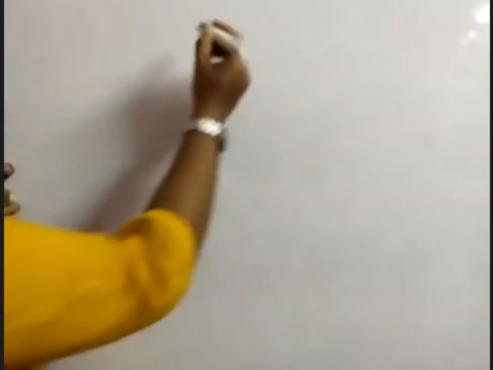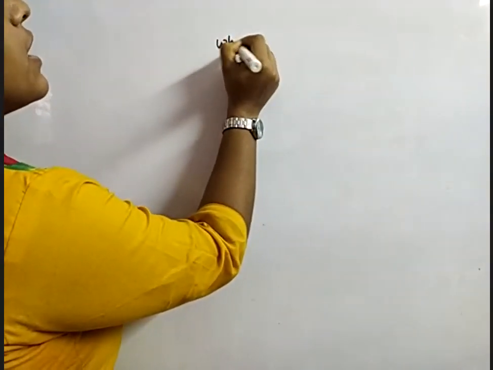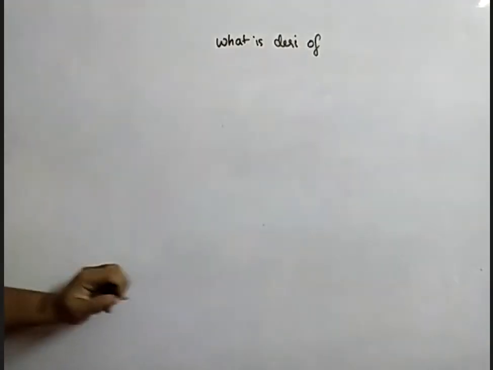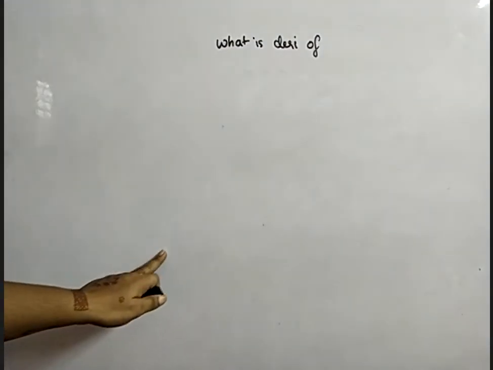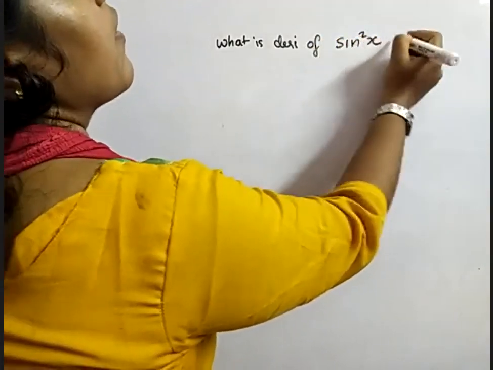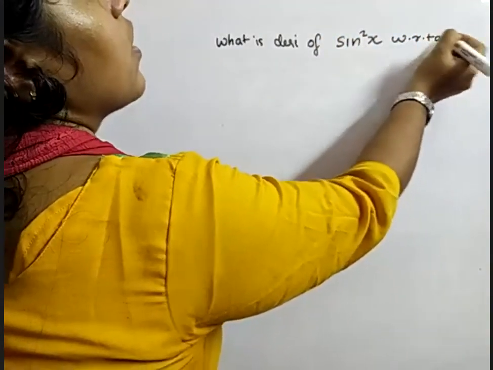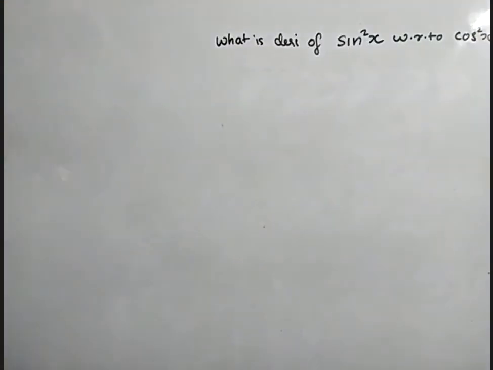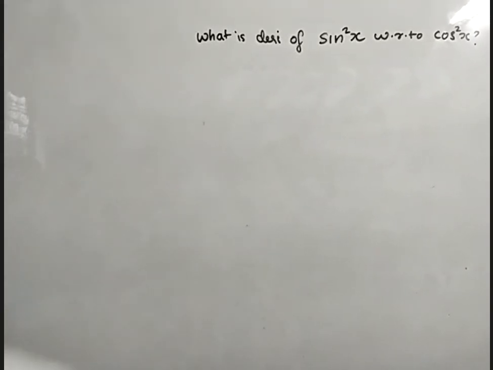What is the derivative of sine square x with respect to cos square x? How can we do that?